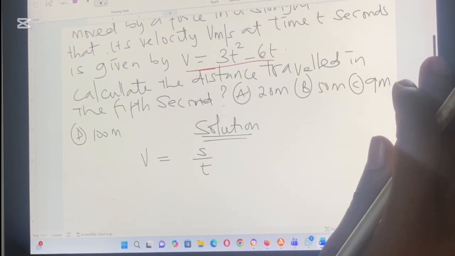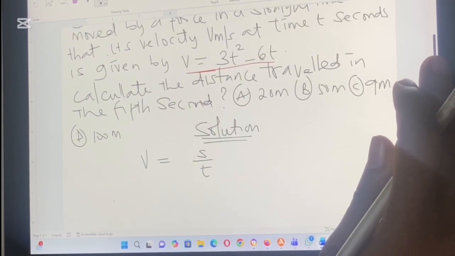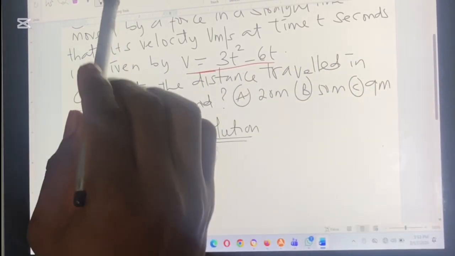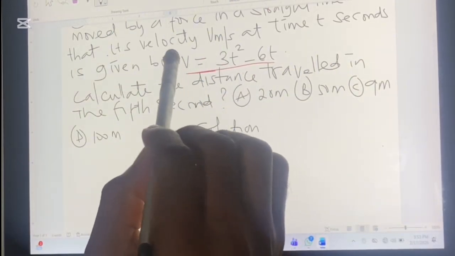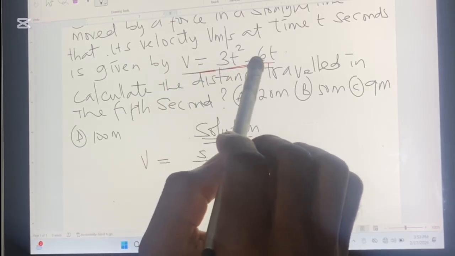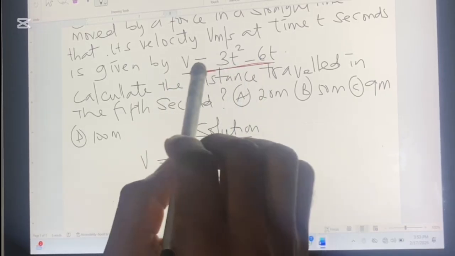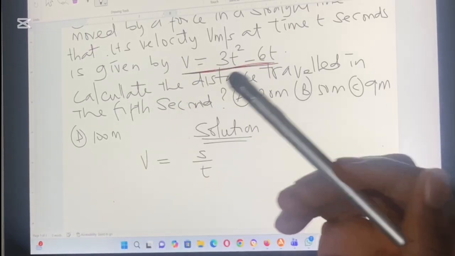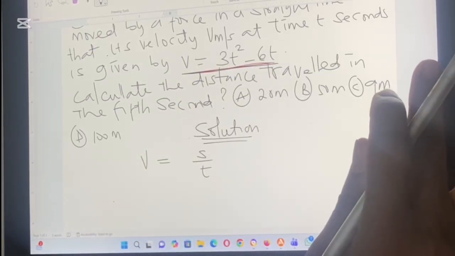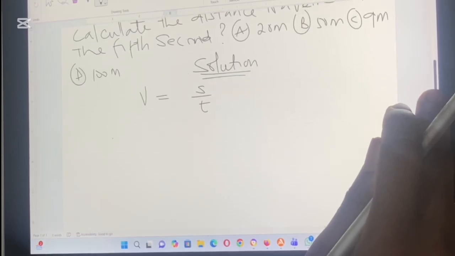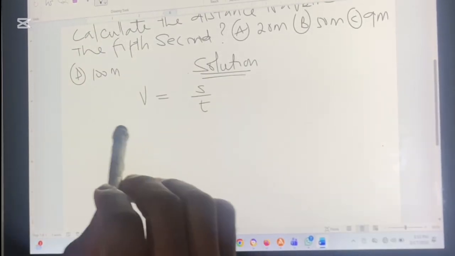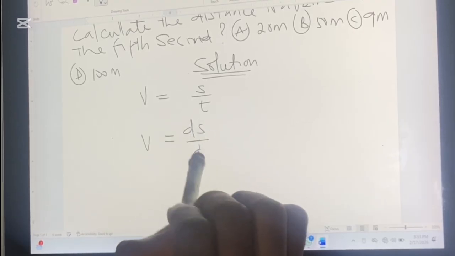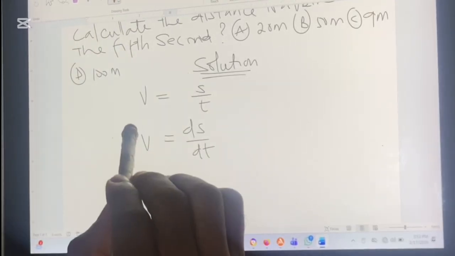If you look into this question here, the velocity is expressed in a variable. That means I will use instantaneous velocity to express the formula. Whenever your parameter is written in variable, we use instantaneous motion. Please take note. Now expressing this velocity in instantaneous velocity, that means v will be equal to ds over dt. Please take note of this.